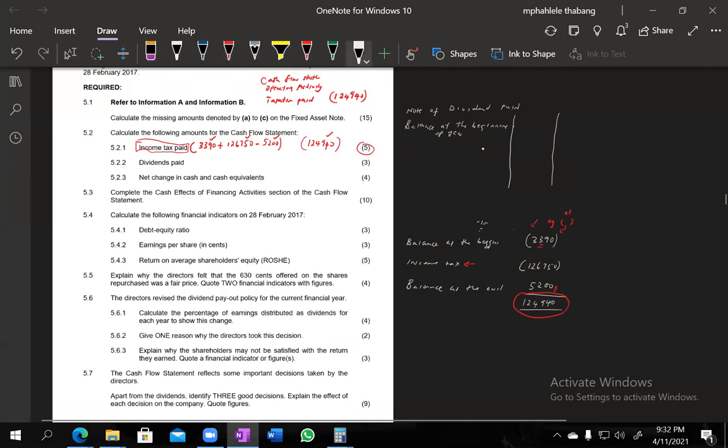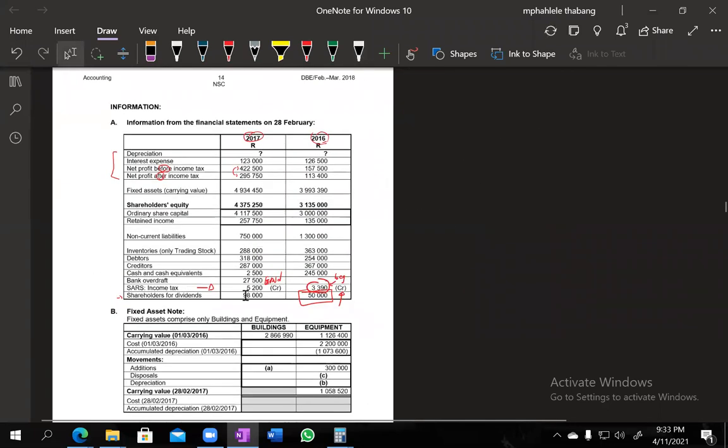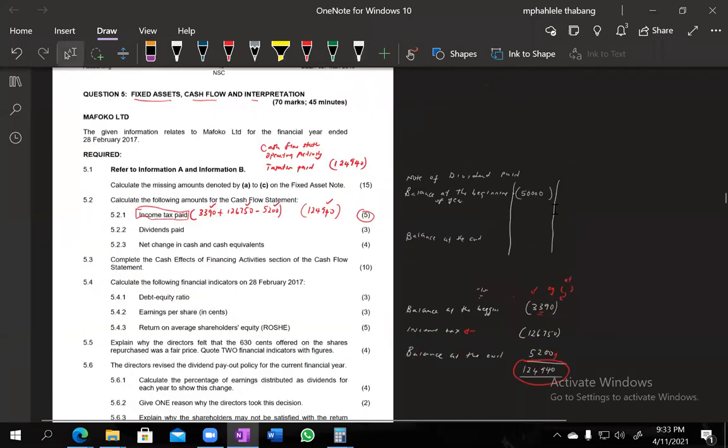Shareholders for dividend is always a liability, so we put it in the bracket. Remember, I said the liability at the beginning should always be in the bracket, whereas the liability at the end, balance at the end, referring to shareholders for dividend, you have 98,000. Do not put the liability at the end in the bracket.